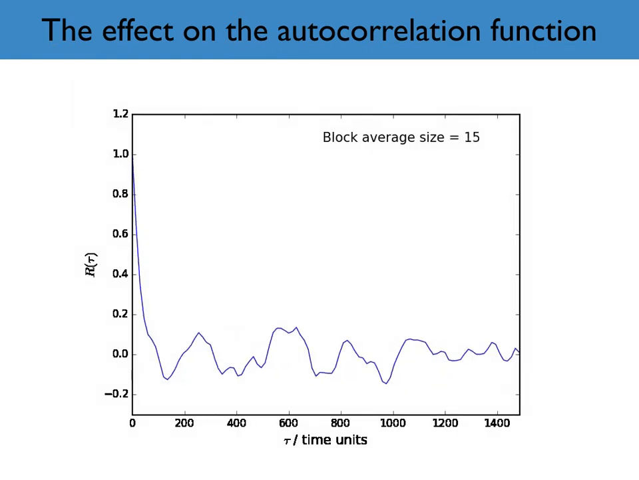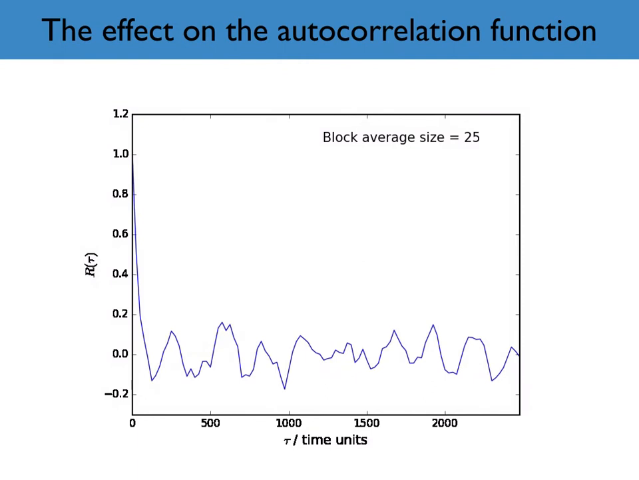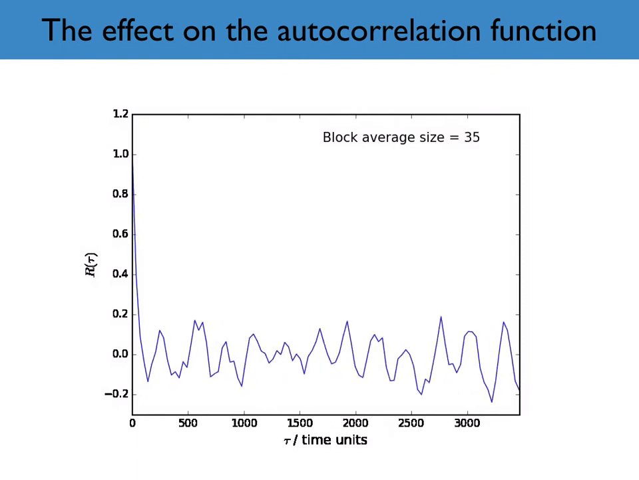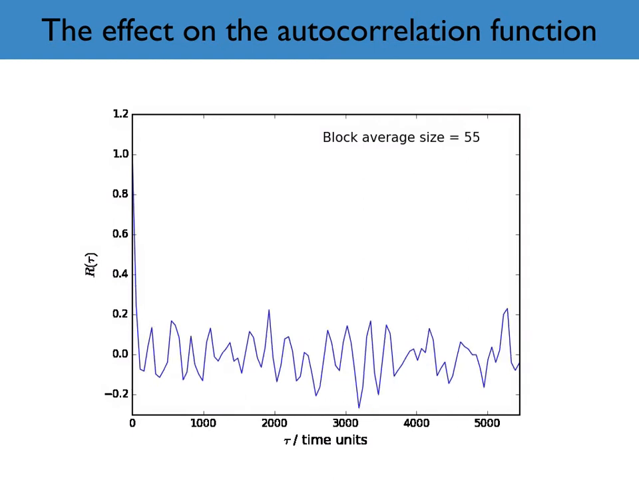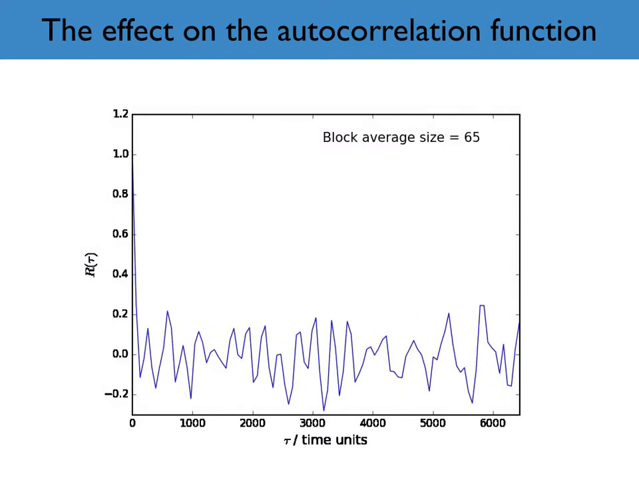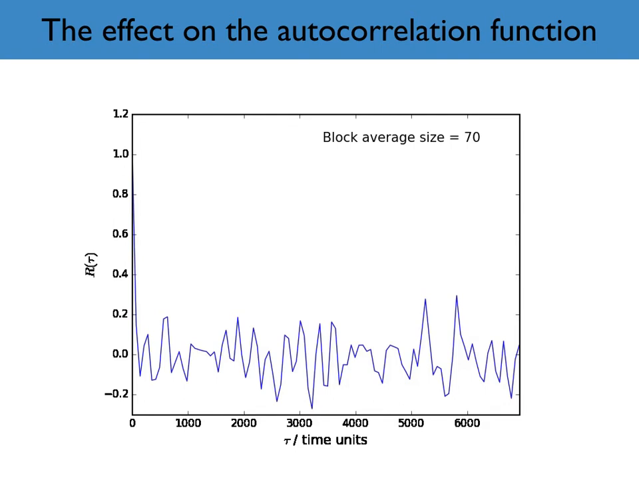What you can see from the movie on this slide is that as the blocks become longer, the degree of correlation between the block averages decreases to zero. In other words, by taking block averages, we have converted correlated trajectory data into uncorrelated data from which we can calculate ensemble averages and error bars using the central limit theorem. Furthermore, because the data is now uncorrelated, we can calculate the error bars for these ensemble averages.